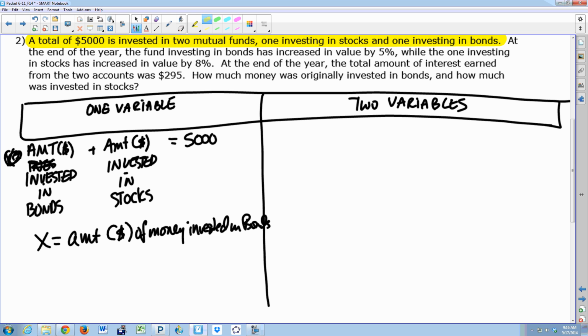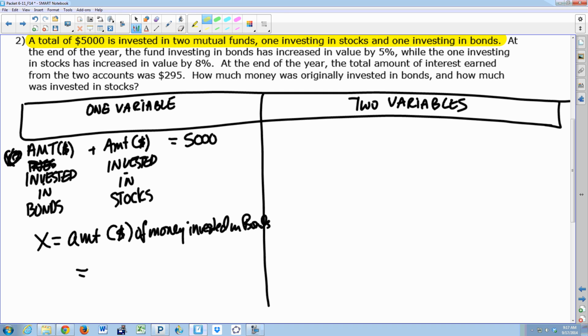Now, this is the difference between one variable and two. How do I represent, in terms of X, the amount of money invested in stocks? Using X, not a brand new letter. So if I knew this amount right here, and this is what I always tell students, pretend this is a number if you can't work with the variable yet. Pretend that this is $3,000. If this was $3,000, how much would this be? 5,000 minus 3,000. That's what your brain does, and it would say 2,000.